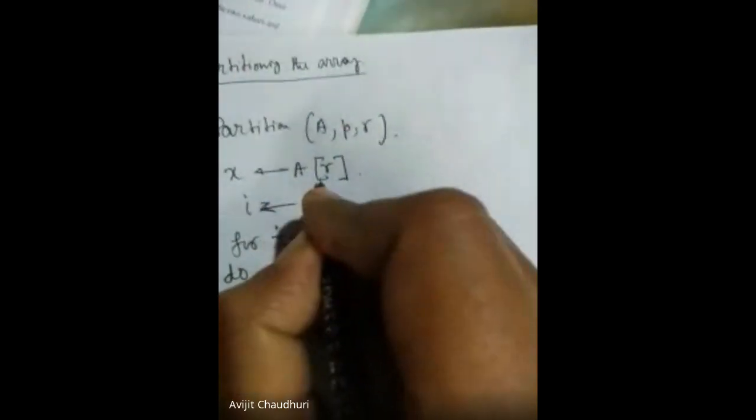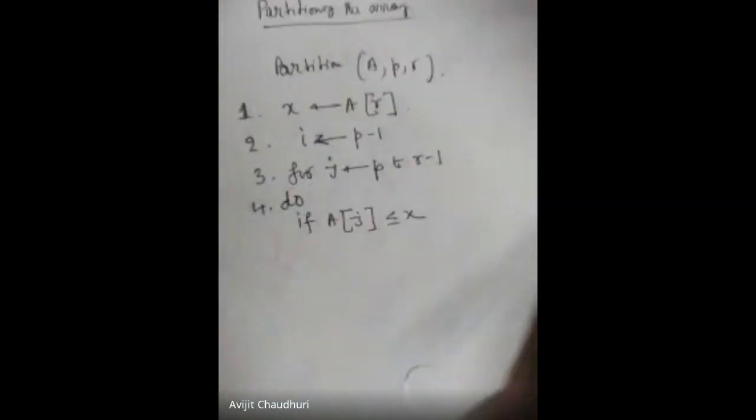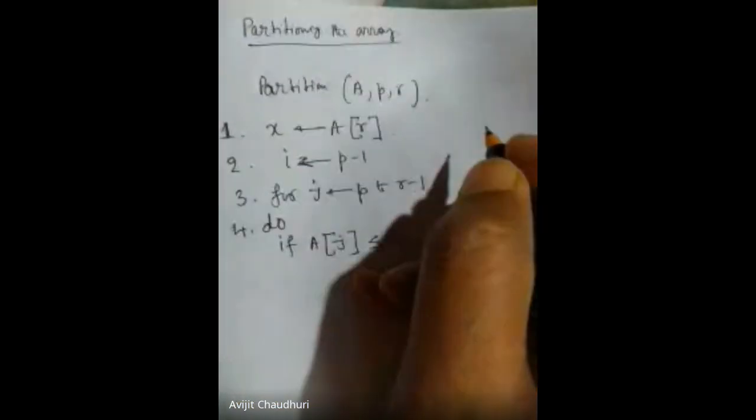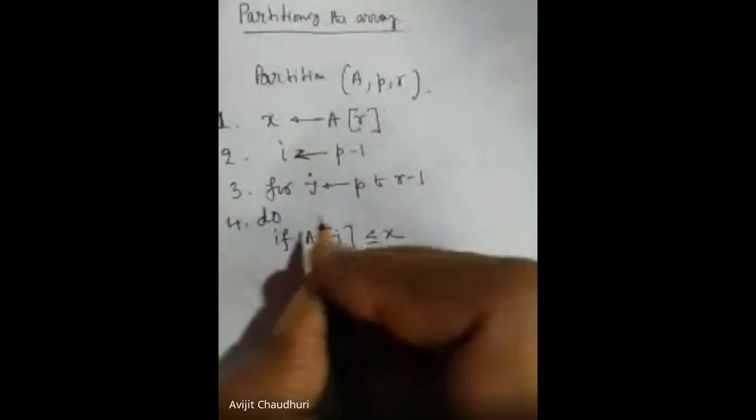Partitioning the subarray. Here we have just started writing the algorithm. First, x is equal to A of right, the last element we are taking inside x. I is equal to p minus 1, the last pointer, 0 to n minus 1.